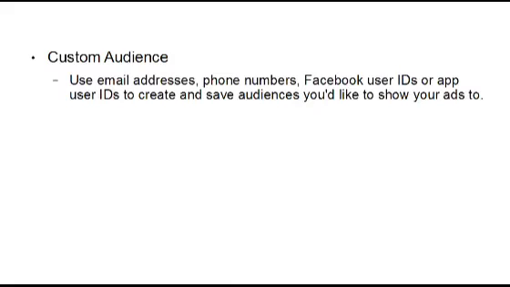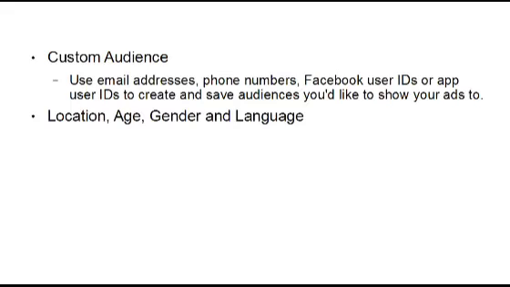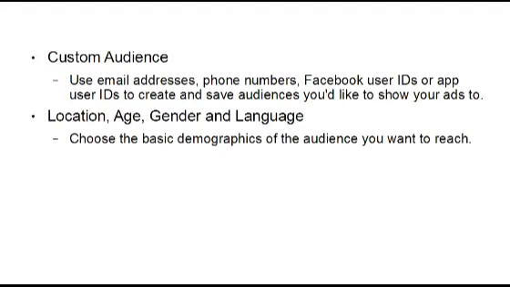Now, you can create a custom audience if you want. You can use email addresses, phone numbers, Facebook user IDs or app user IDs to create and save addresses that you'd like to show your ads to. So you can make sure that only people who you specifically selected will actually get to see your ad. Nobody else will. You can also choose by location, age, gender, and language. And basically, these are the most basic demographics of the audience that you want to reach.